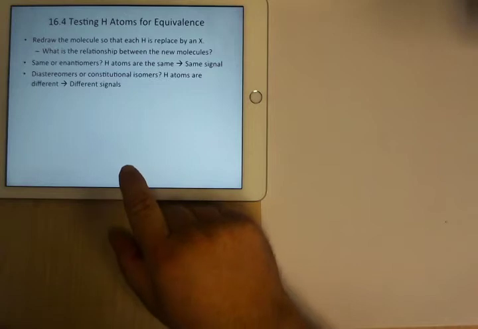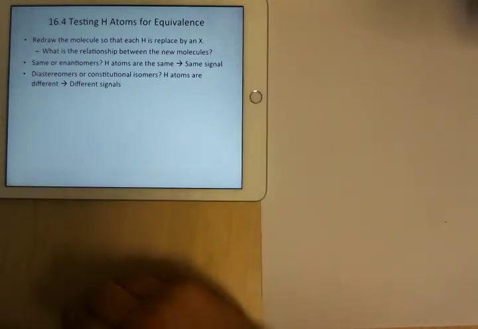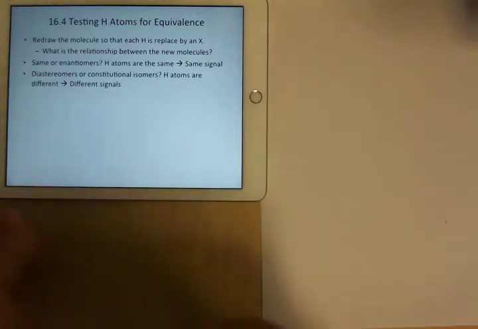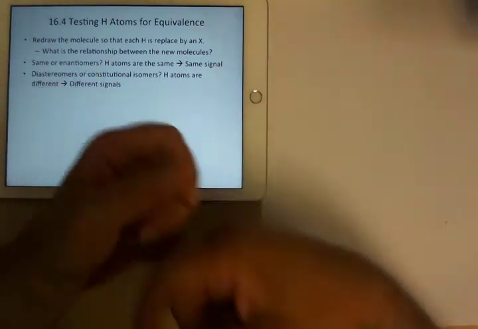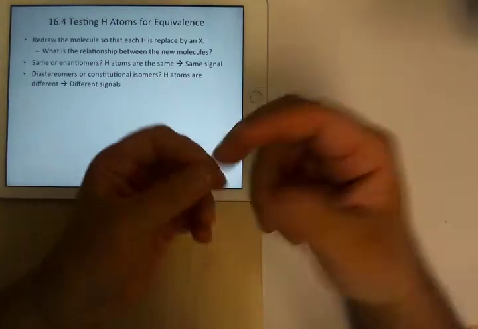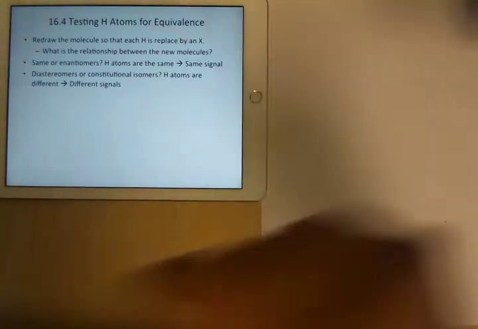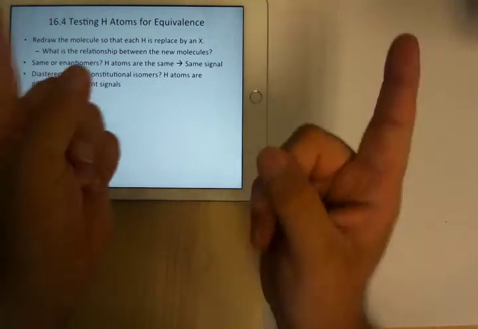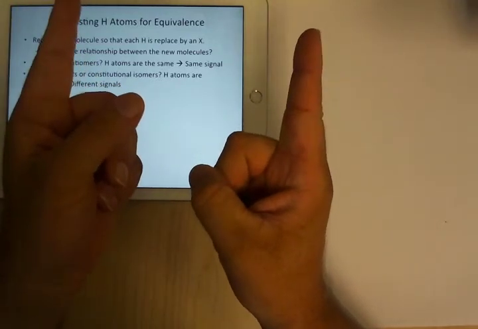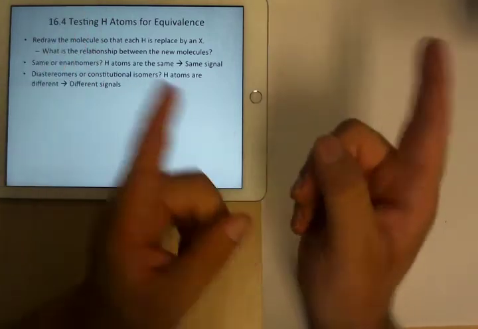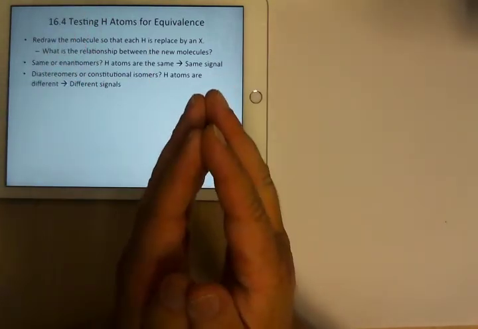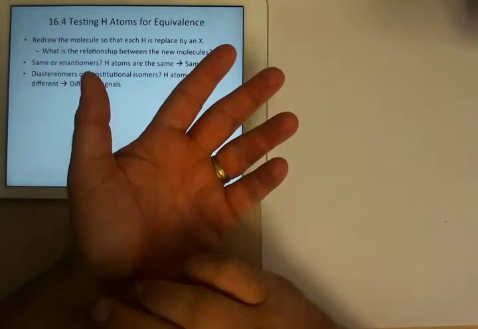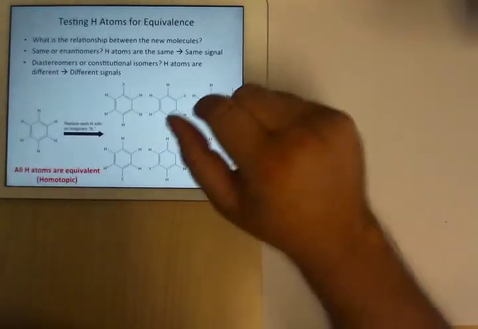Okay, so the question becomes, how do we know if they're in different environments? What you do is you say, if I were to redraw the molecule and substitute an X for just one of the hydrogens, going through all the different combinations, putting an X in for each one of those hydrogens. What's the relationship between the two molecules? If they're either the same or they're enantiomers, that means those two particular hydrogens are equivalent to each other, so they're going to act like one. If instead they're constitutional isomers or result in diastereomers, then they're going to give different signals.